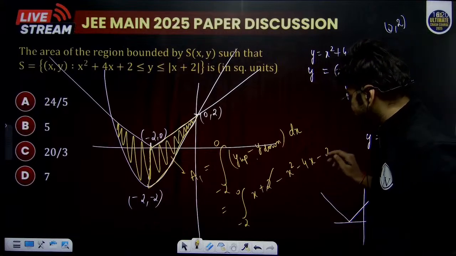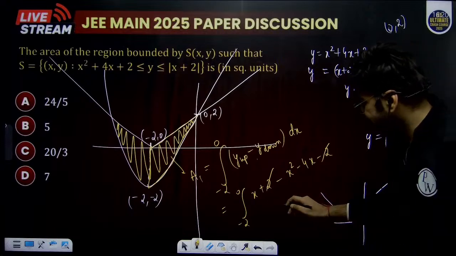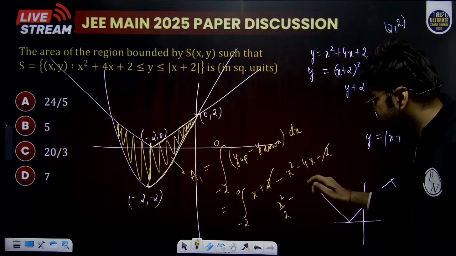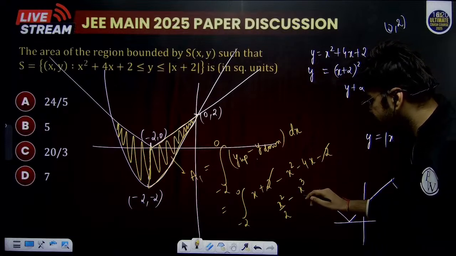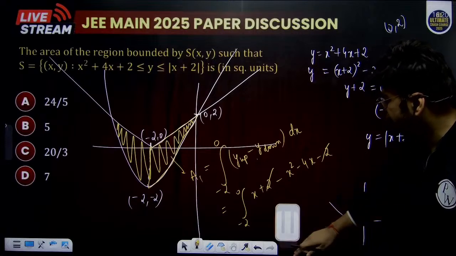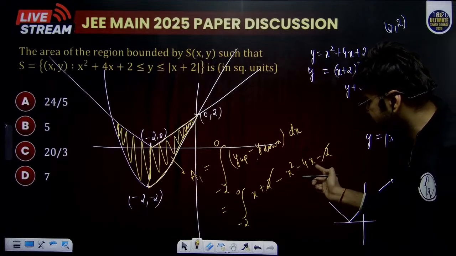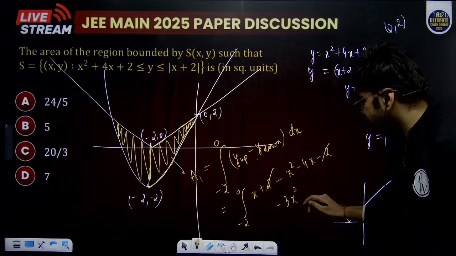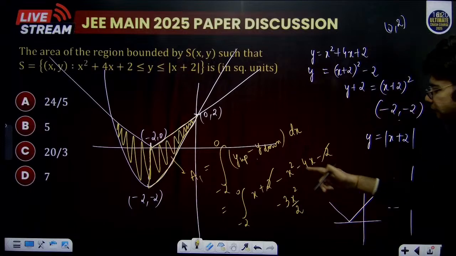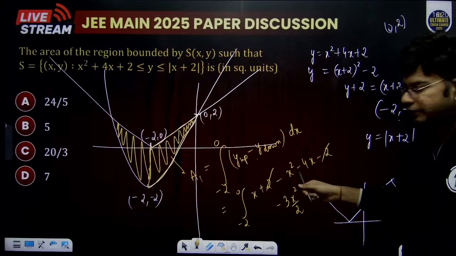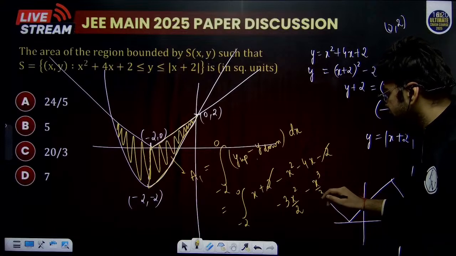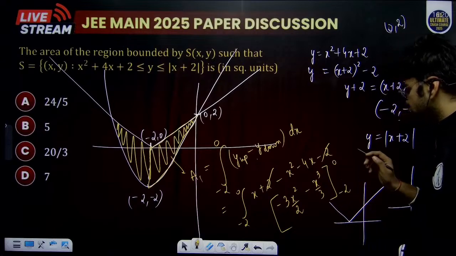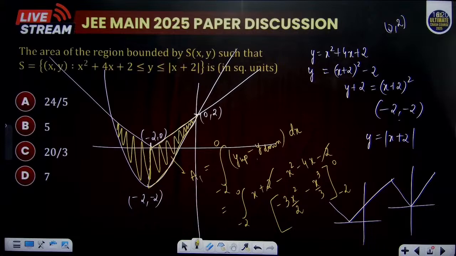So 2 and 2 cancel. Integration of x will be x square by 2, minus the integration of x square, which will be x cube by 3. Or what we can do is, x minus 4x is giving me minus 3x. So this will be minus 3x. Its integration will be x square by 2, minus x cube upon 3. And I want to apply limits from 0 to minus 2. Let's apply the limits and get the result.